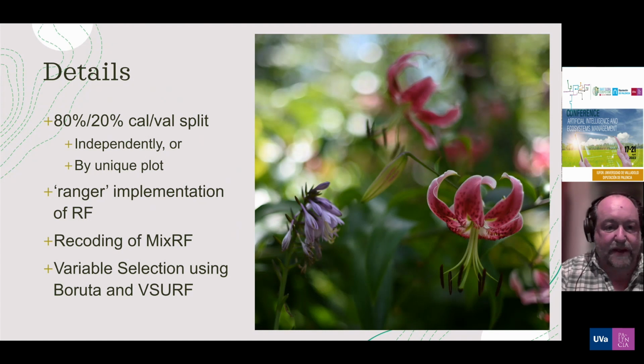All of the work here was done with the Ranger implementation of random forest. That's a much faster implementation than the original, and using some recoding of the MixRF package as suggested by one of our other colleagues who's in the audience today, I believe. That was a really good suggestion on the part of Dr. Yang, and I followed it, added some things for diagnosis, and then looking at variable selection on the original random forest using Boruta and VSURF as two alternatives to see if they gave us similar and useful answers.